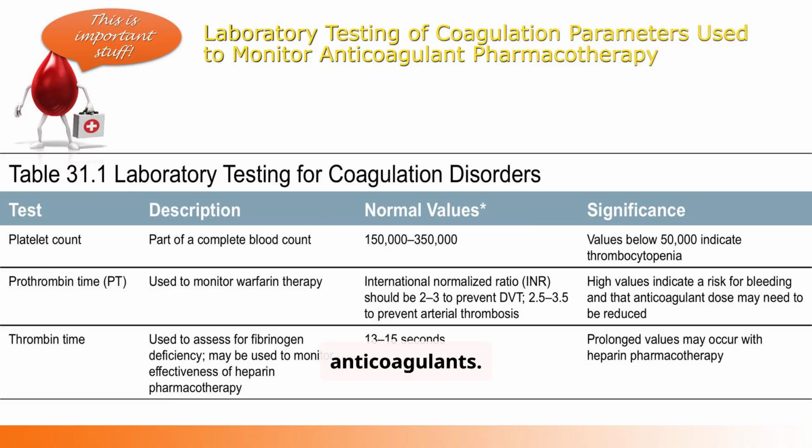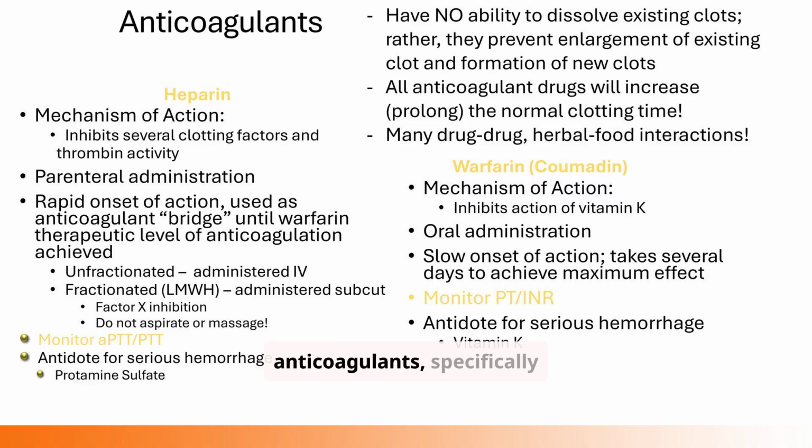Let's focus on anticoagulants, specifically heparin and warfarin. Heparin acts rapidly to inhibit clotting factors, while warfarin has a slower onset of action. Heparin is typically administered intravenously or subcutaneously, while warfarin is given orally. Monitoring parameters and having antidotes readily available are essential for managing potential complications.